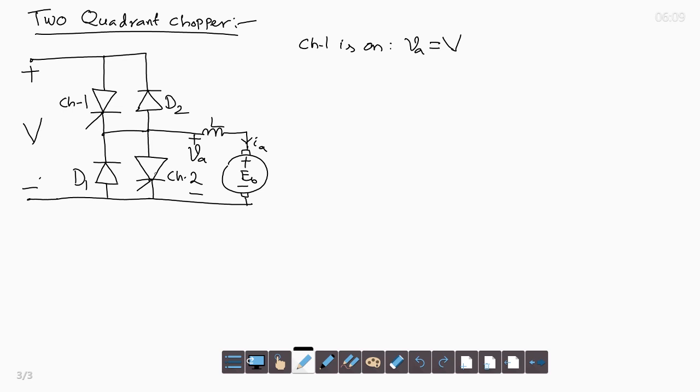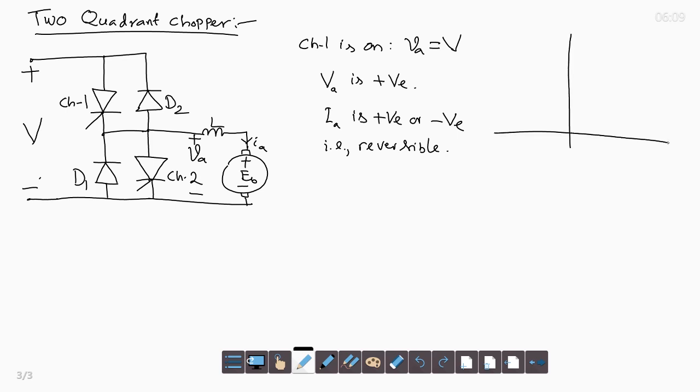So in this case the average output voltage VA is positive and the average motor current IA is positive or negative, that is reversible. If you see it in the VI plane, the vertical axis is the speed axis or voltage axis, and the horizontal axis is the current axis or torque axis. So chopper 1 and D1 give forward motoring, and chopper 2 and D2 give regenerative braking.